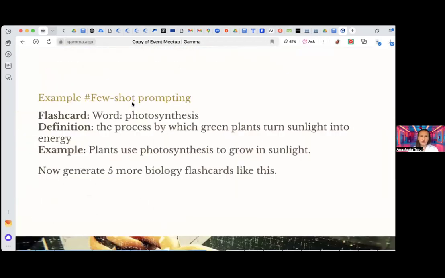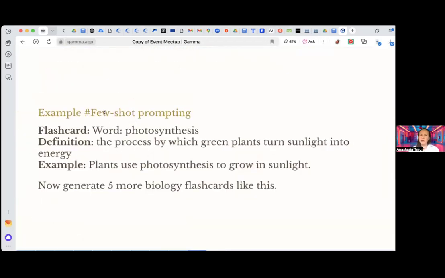Did you use few shot prompting? Yes, no? Okay, after that, I will ask you what are your favorite techniques.